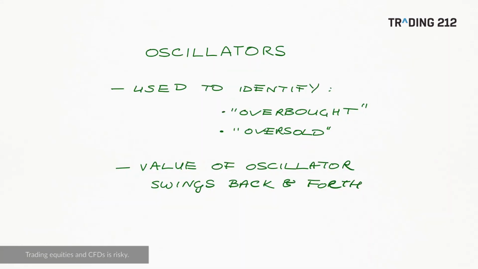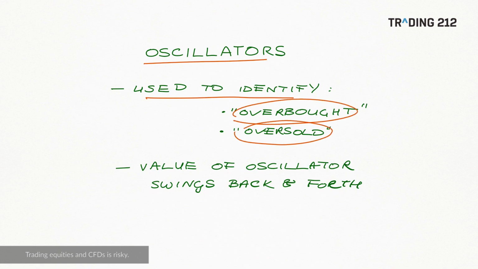Now, the first group of tools that I want to look at is a group that is called oscillators. These are used to identify what are usually described as overbought or oversold markets. These indicators are constructed so that their value tends, as the name suggests, to oscillate. That is, to perpetually move up and down, to swing back and forth like a pendulum or a yo-yo around some kind of neutral point.